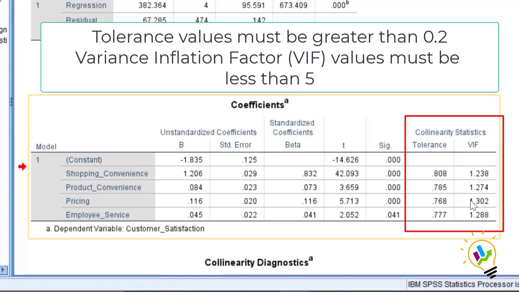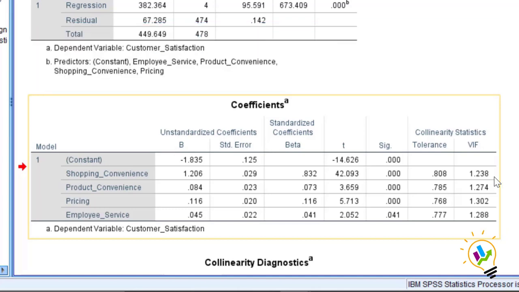And one more parameter is VIF. This VIF must be less than 5. You can see for shopping convenience, product convenience, price and employee service, all these variables' values are less than 5. So now we can conclude that multi-collinearity is not existing between the independent variables. So the first assumption is done.